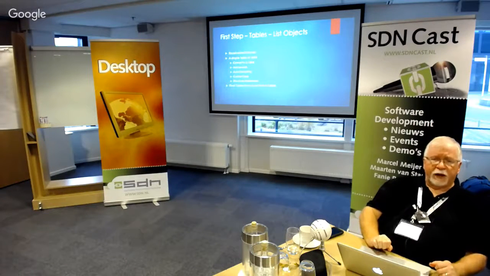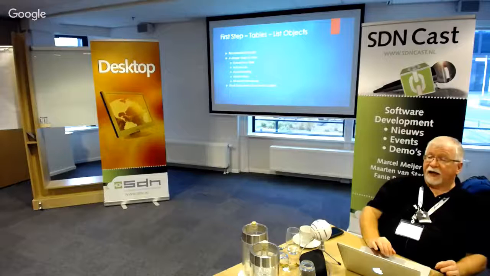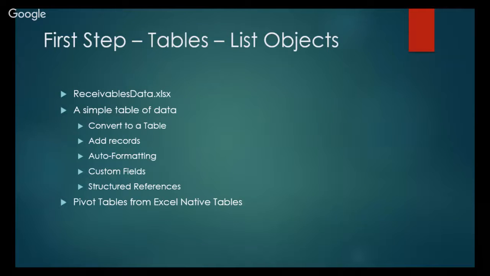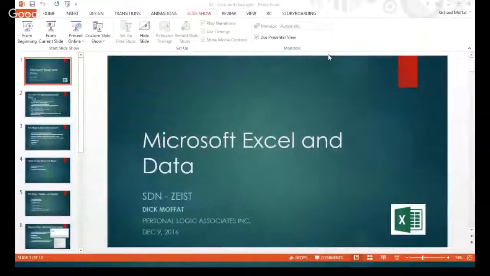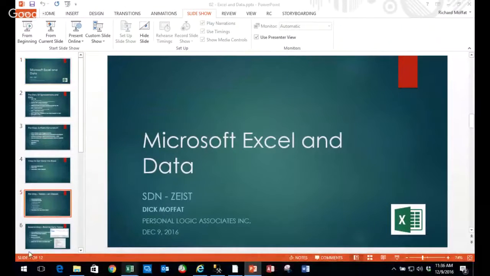First step, tables, list objects. The simplest way to deal with data in Excel that is valuable in a surprising number of places is to just take a table of data and create a list object out of it. You convert it to a table, you can add records, you can auto format. I'll show it all to you right now. Let's open, and we're going to open.